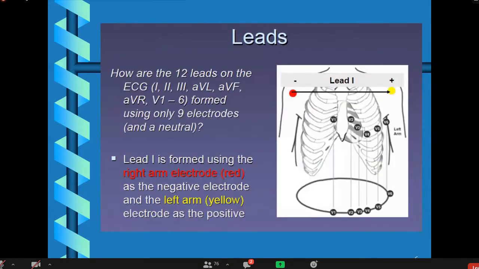So how are the 12 leads on the ECG? V1 to V6, we have already read. Then what are the other leads? aVL, aVF, aVR, these are the limb leads. And then leads 1, 2, and 3. So this is the question I already asked you: why do we have 9 or 10 electrodes, but we say 12 lead ECG? I'll let you know by the end of this presentation.